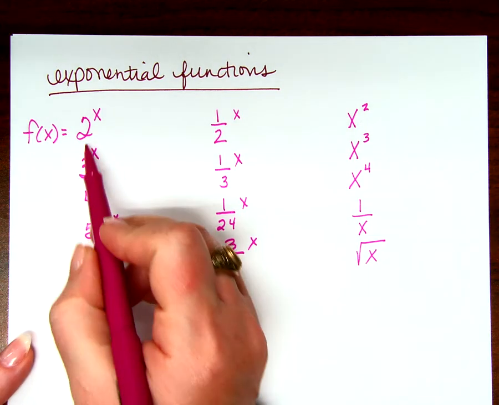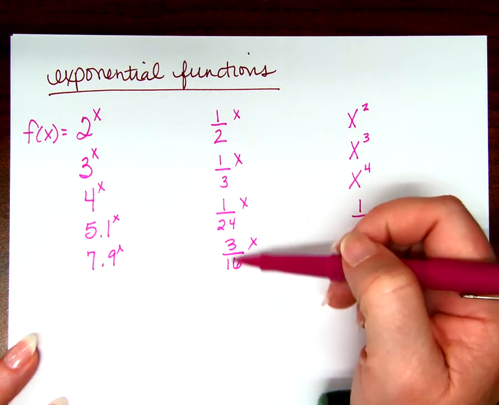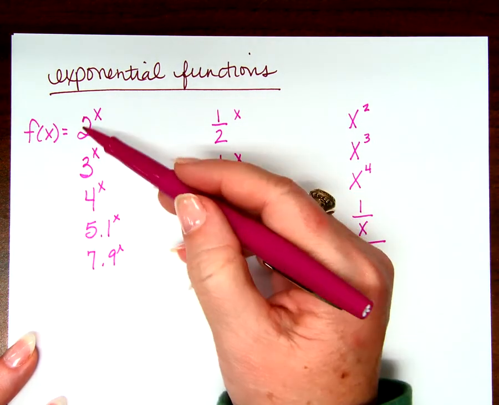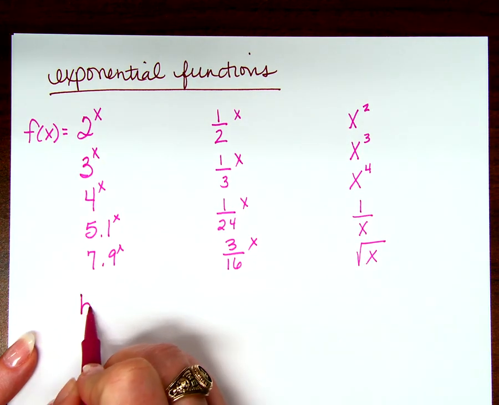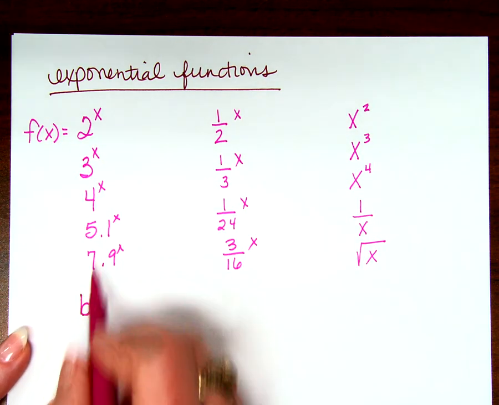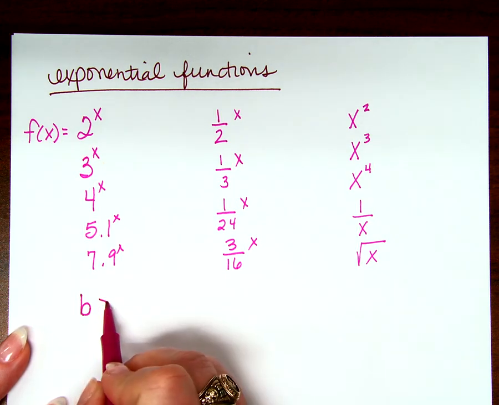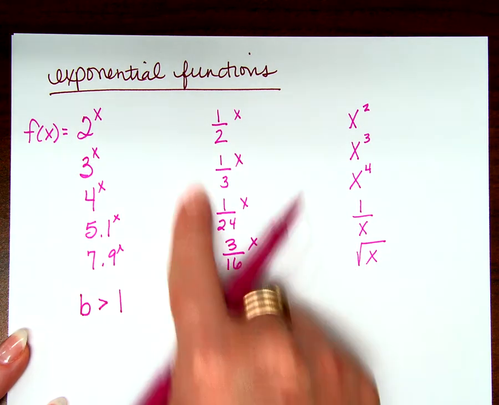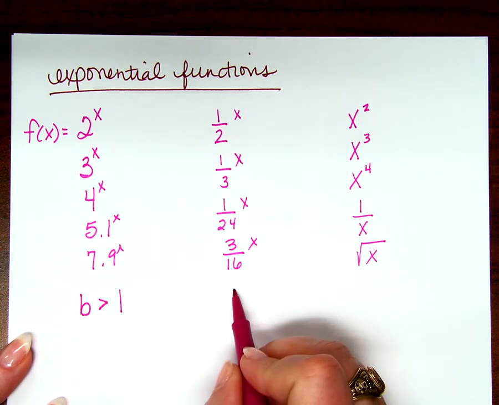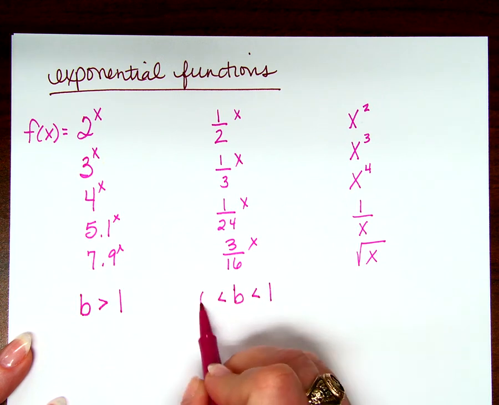Well, look at these numbers compared to these numbers. All of these numbers are, do you mind if I call them b? Because it's the base of the exponent. Okay with that? All of these numbers are greater than what? 1. All of these numbers are what? Less than 1 and greater than 0, exactly.